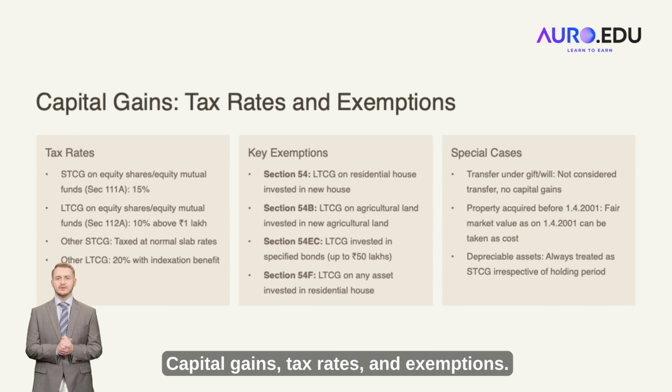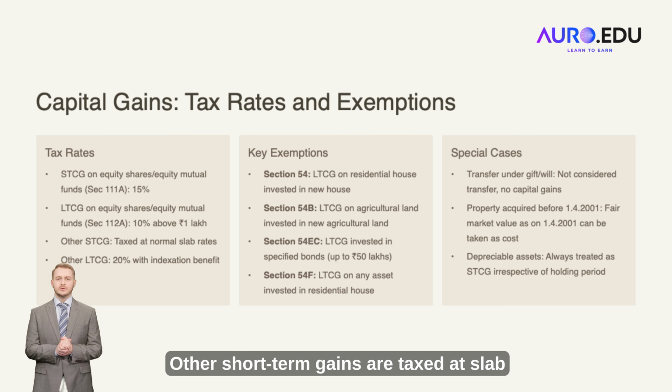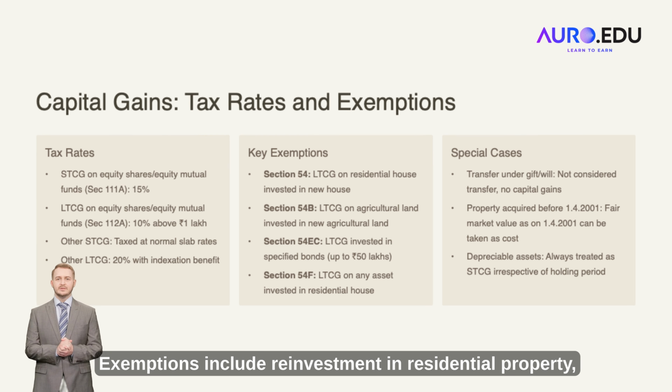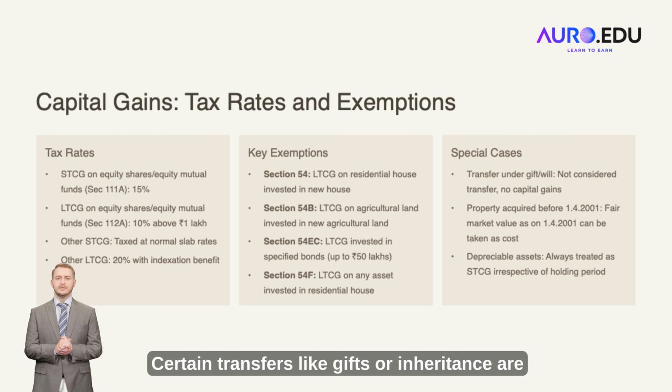Capital gains, tax rates, and exemptions. Short-term gains on equity are taxed at 15%. Long-term equity gains above Rs 1 lakh are taxed at 10%. Other short-term gains are taxed at slab rates, and long-term others at 20% with indexation. Exemptions include reinvestment in residential property, Sec 54, agricultural land, Sec 54B, bonds, Sec 54EC, or new house, Sec 54F. Certain transfers like gifts or inheritance are exempt. These provisions balance taxation with investment promotion.